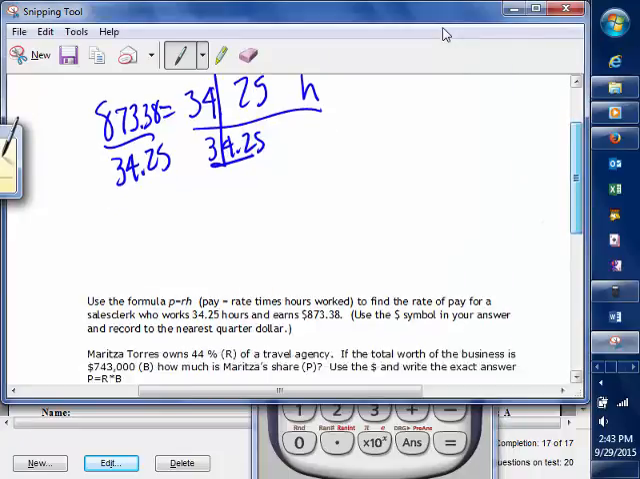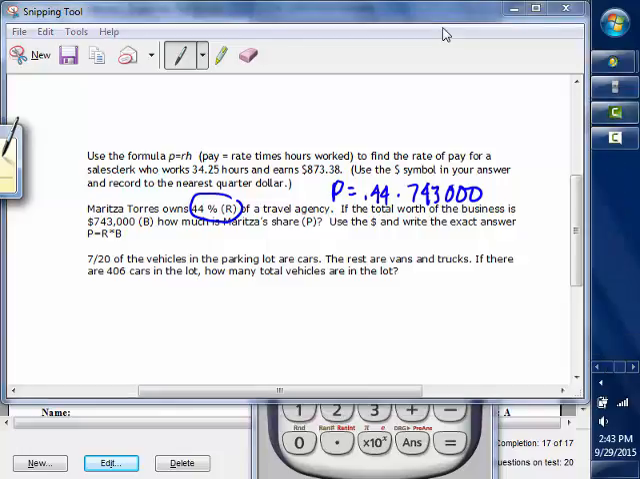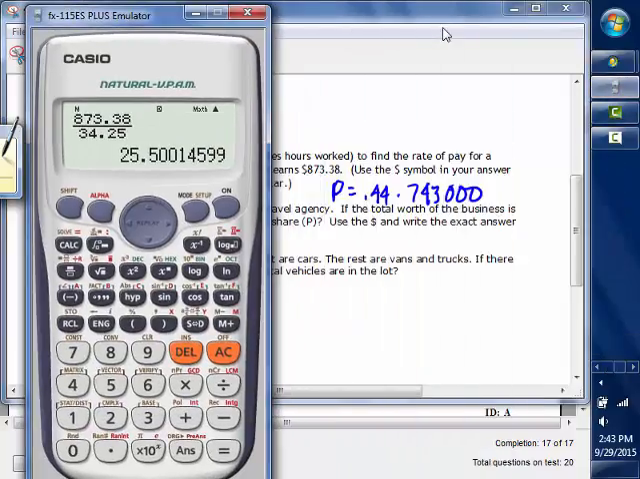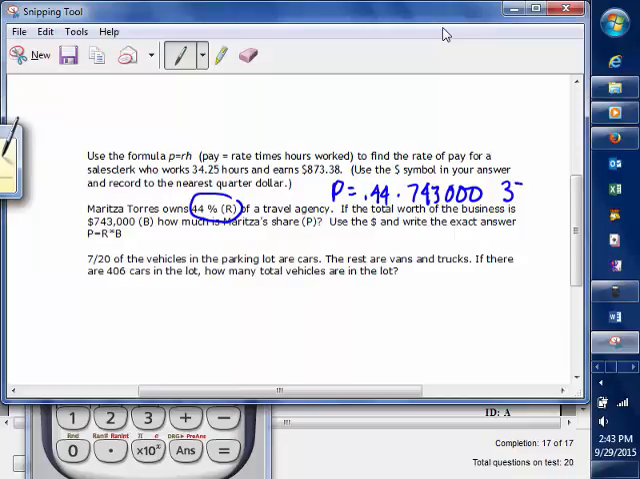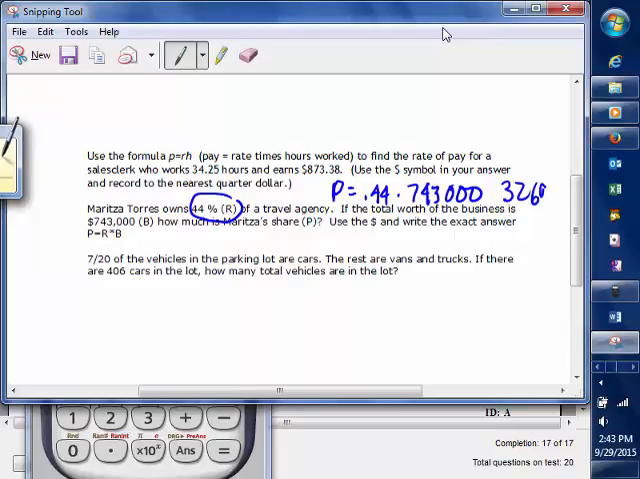Next one. We're given R and we're looking for P. So we have P equals 0.44, that's our R, times 743,000. I have to get my calculator out again. 0.44 times 743,000 is 3269.20.